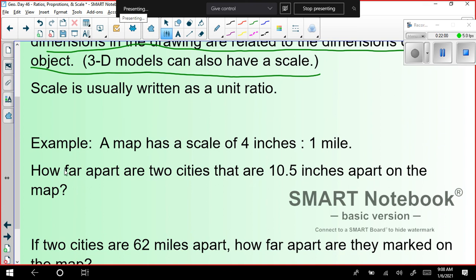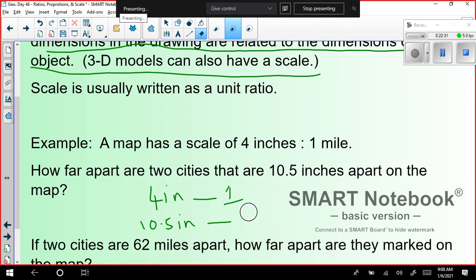Here they have an example. How far apart are two cities that are 10.5 inches apart on the map? We know that 4 inches is 1 mile, and we want to see how far 10.5 inches is. I'm solving in this method, but if you are comfortable with any other method, you can use that as well. I don't know how far apart they are in reality, so let me call it x.